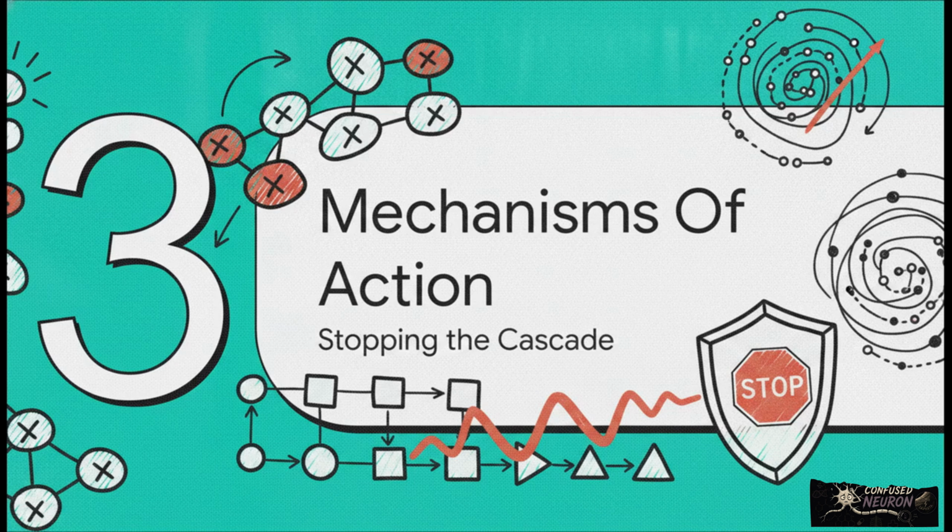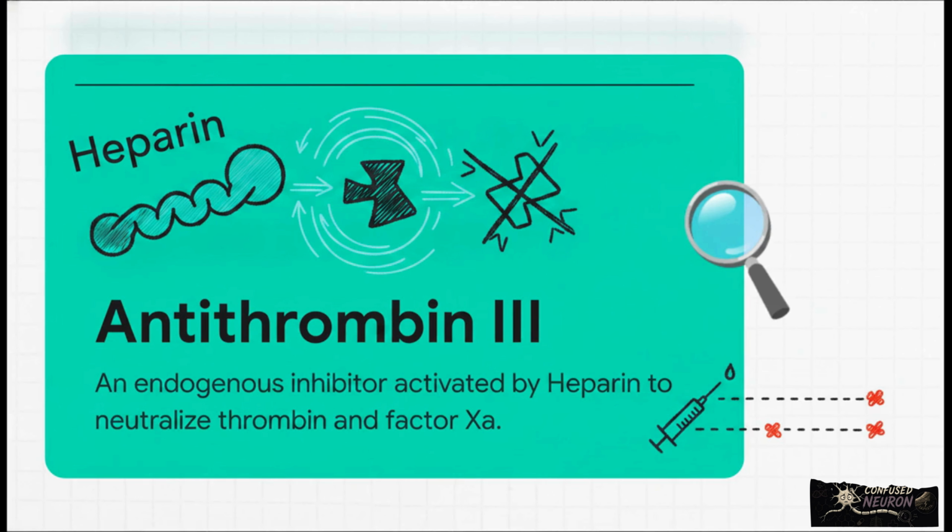Next up, Section 3, Mechanisms of Action, Stopping the Cascade. Let's see how our drugs actually block this coagulation cascade right at the source. Let's start with heparin. Now, heparin doesn't actually work alone. It's more like a super aggressive wingman to antithrombin 3. When heparin binds to this endogenous inhibitor, it kicks it into high gear, causing this rapid conformational change that totally shuts down thrombin and factor Xa. It's a fast-acting injectable that stops thrombi from expanding dead in their tracks.